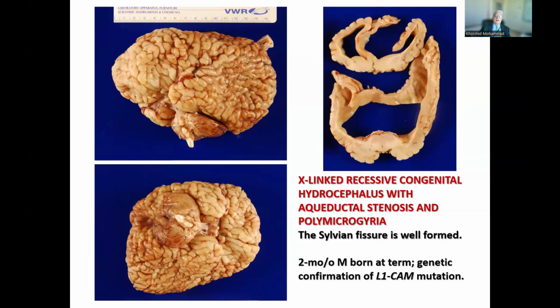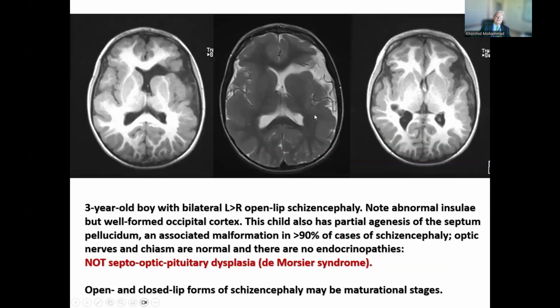gyri, microgyri, and you can see in the cut section that there was fetal hydrocephalus. But what I want to show you here is the sylvian fissure. It may be a little bit distorted from the hydrocephalus in terms of its position, but it is formed. And so even in this severe case of hydrocephalus, a genetically determined hydrocephalus with generalized polymicrogyria, the sylvian fissure in this case is formed.